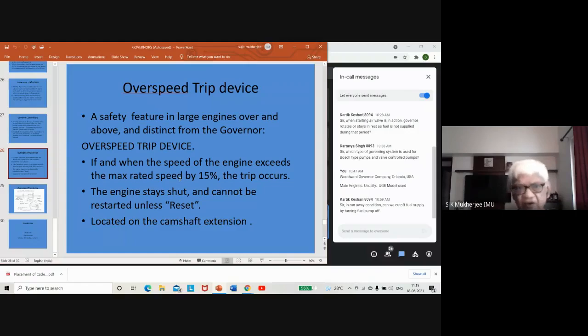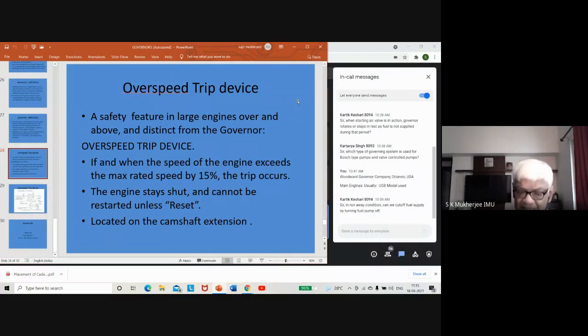That had this overspeed trip device. If and when the speed of the engine exceeds the maximum rated speed by 15%, the trip occurs. The engine stays shut and cannot be restarted unless reset. Now, if the engine speed goes 15% more than the maximum rated speed, the tripping device comes into action and it will stop the engine.